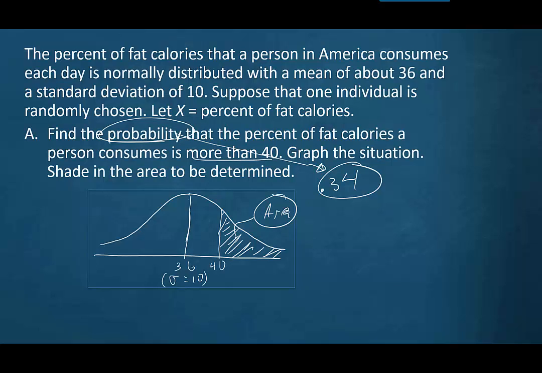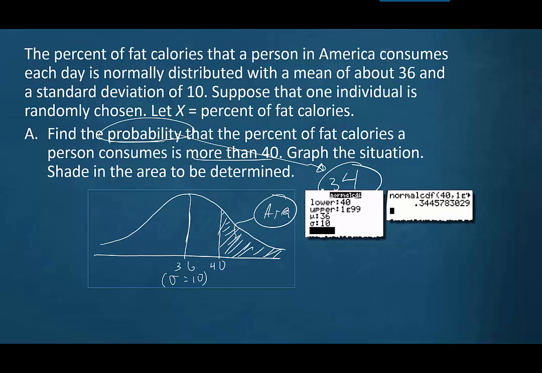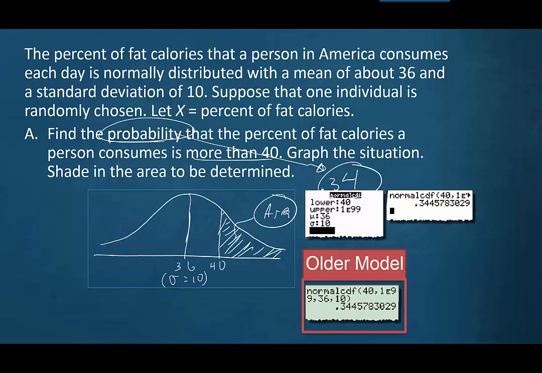Corresponds to 34%. Sometimes probabilities are given as percents. Usually they want this as a ratio or a proportion. And here are the screenshots here. Lower 40, upper 1E99, 36 and 10, and we get there. Again, if you have an older model, you can put it straight in: lower bound, upper bound, mean, standard deviation.